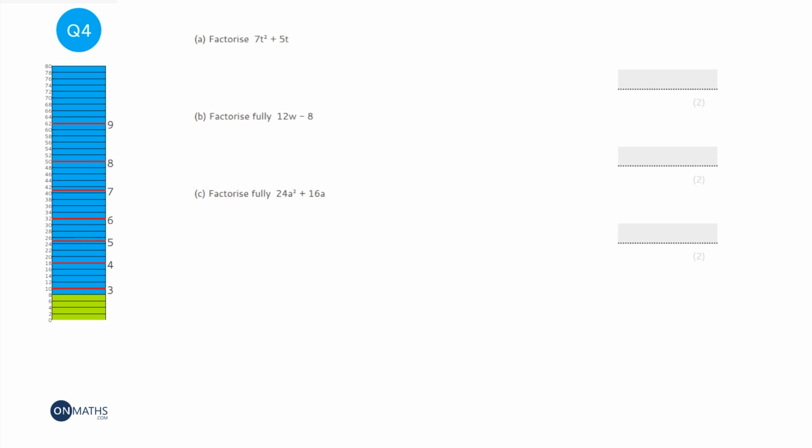Okay, factorise means put it into brackets. So looking at the first one, there's a t I can divide out of both of them, so I put t on the outside of the bracket, but there's no number because 7 and 5 don't have anything that goes into both of them. So I think, what do I times t by to get to 7t squared?